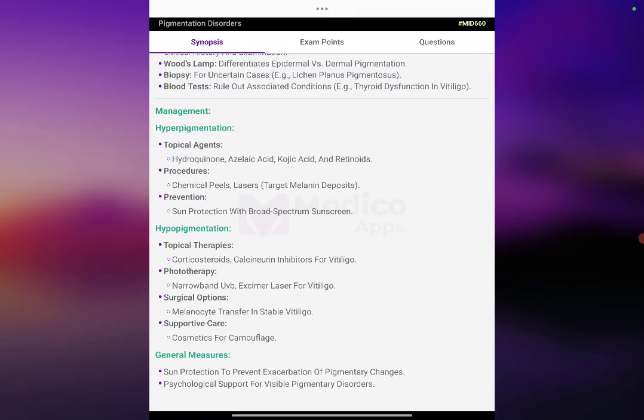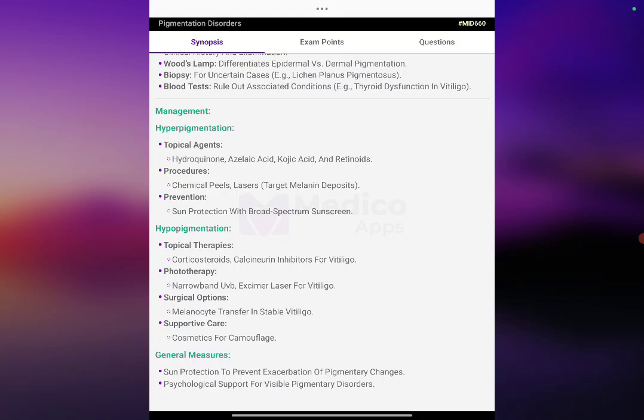Management. Hyperpigmentation: topical agents like hydroquinone, azelaic acid, kojic acid, and retinoids. Procedures: chemical peels and lasers target melanin deposits. Prevention: sun protection with a broad-spectrum sunscreen.